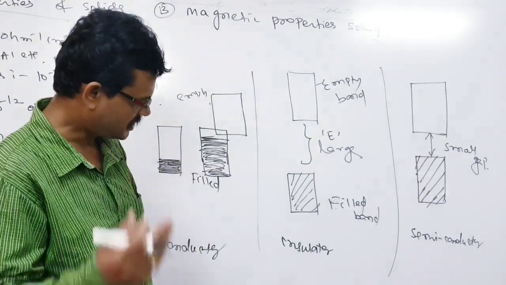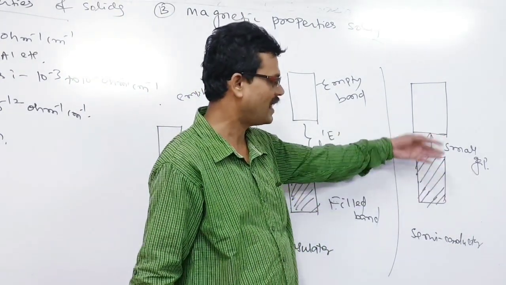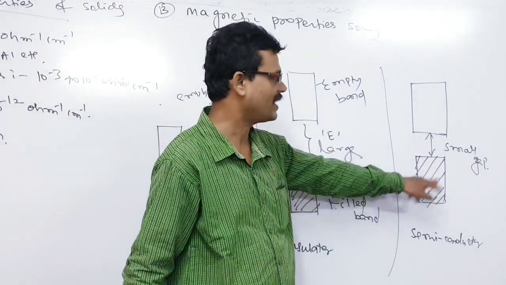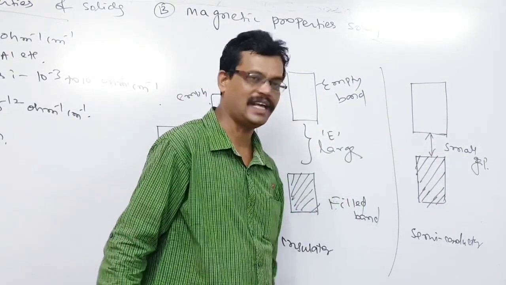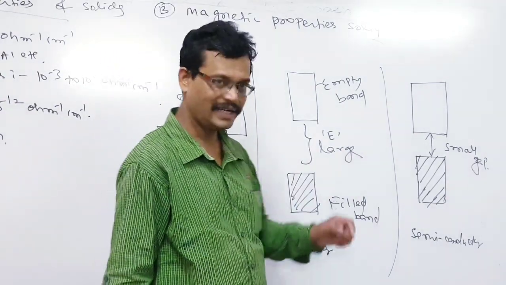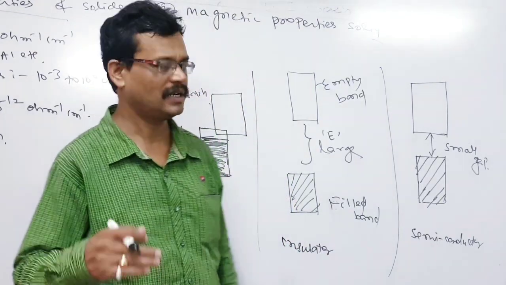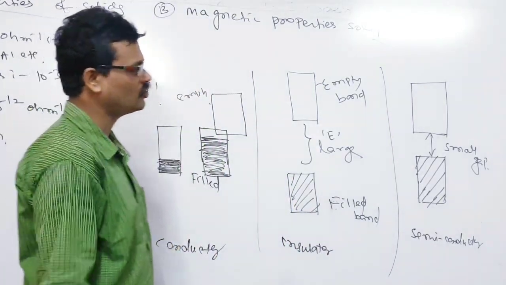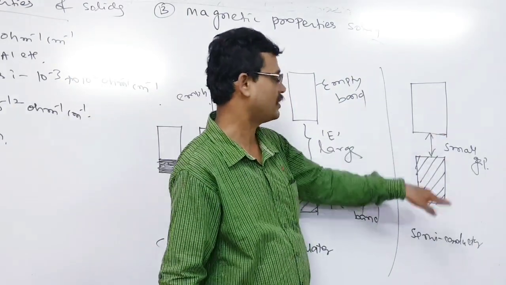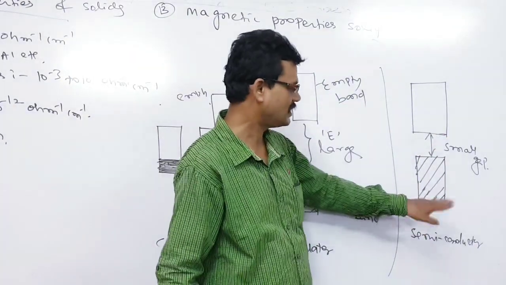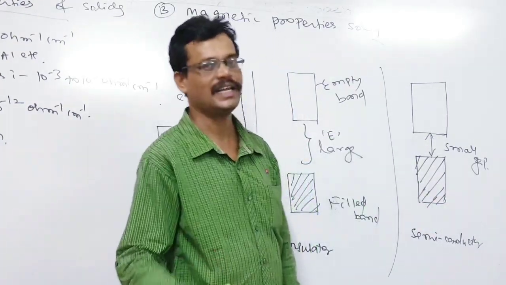Similarly, if you come to the semiconductor type, what will happen? Here also those two bands are there. One is the filled band and the other is the empty band. What happens in this case? There is a small gap between your valence band and your empty band. So whatever it may be, the electron can jump from the valence band to the conduction band, the empty band, so that the current can flow to a small extent.